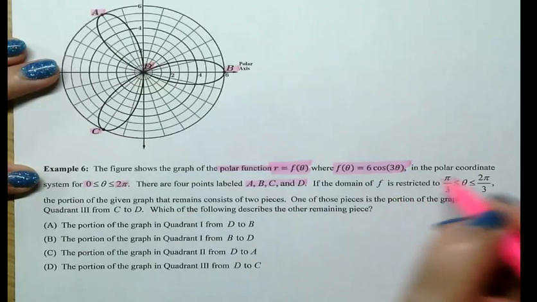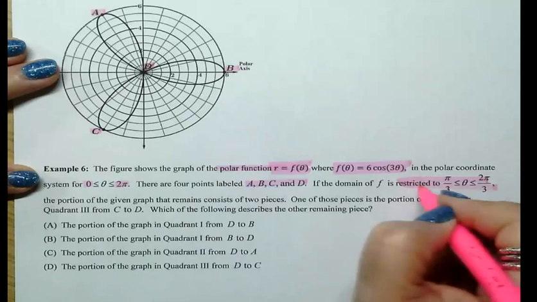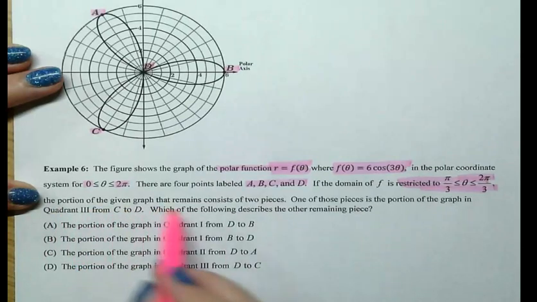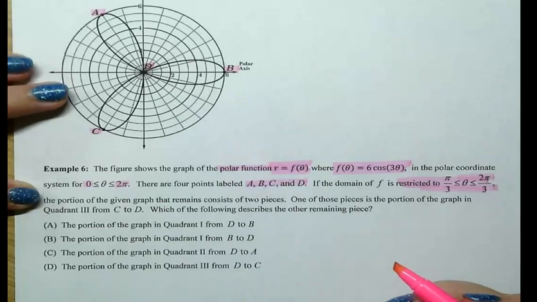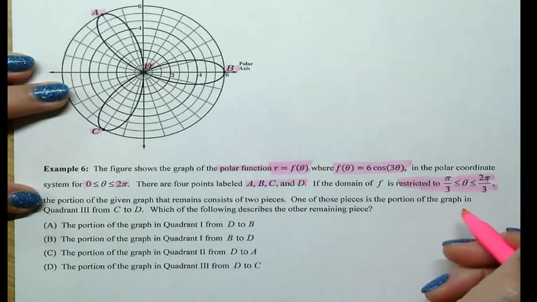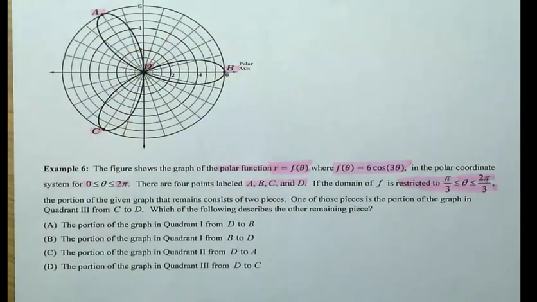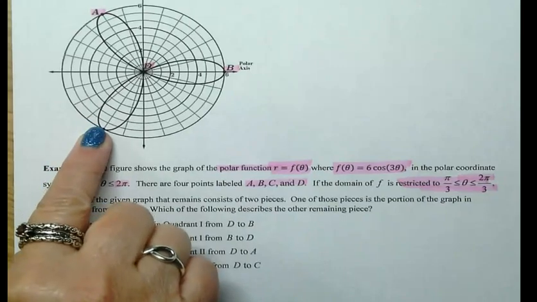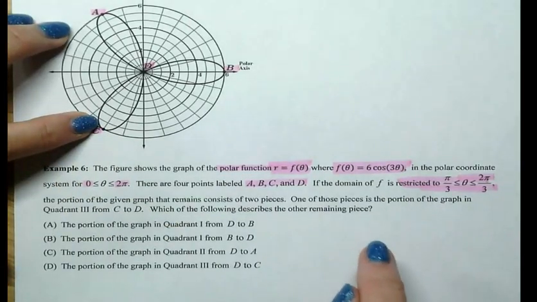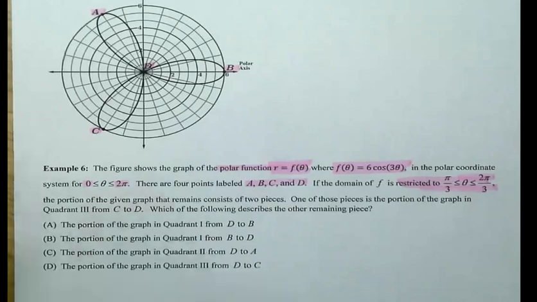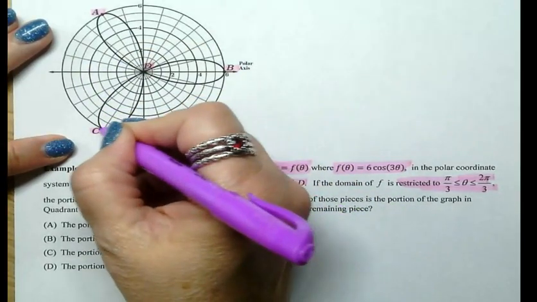If the domain of f is restricted, the portion of the given graph that remains consists of two pieces. One of these two pieces is the portion of the graph in quadrant 3. So 1, 2, 3, this portion of my graph right here in quadrant 3. And then it says quadrant 3 from C to D. So we're looking at from C to D.